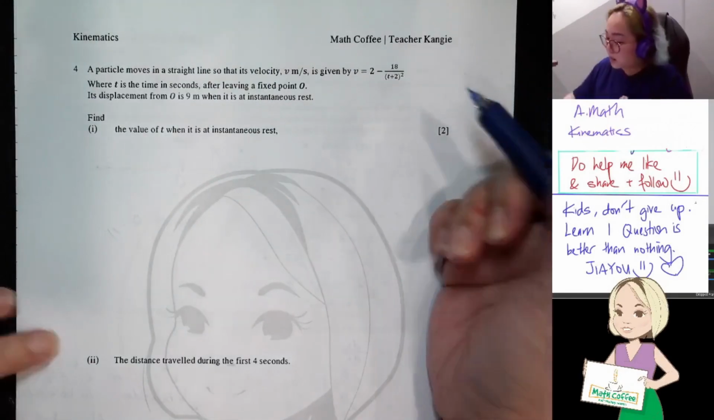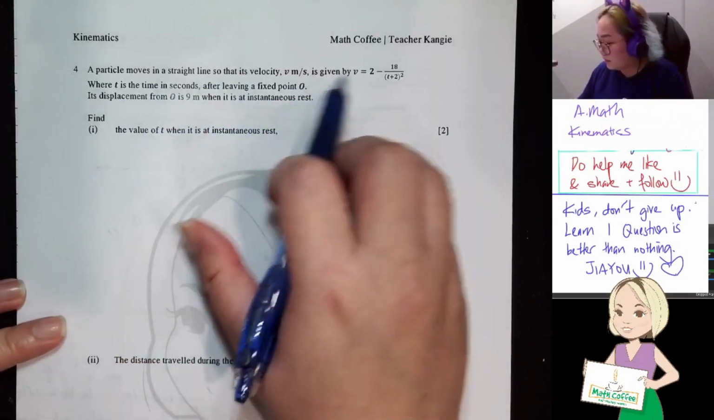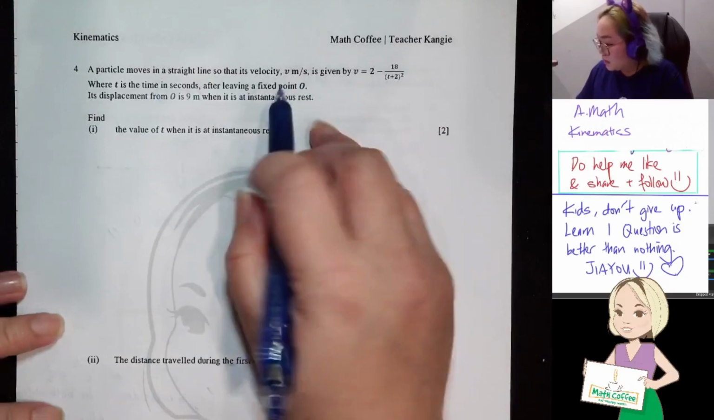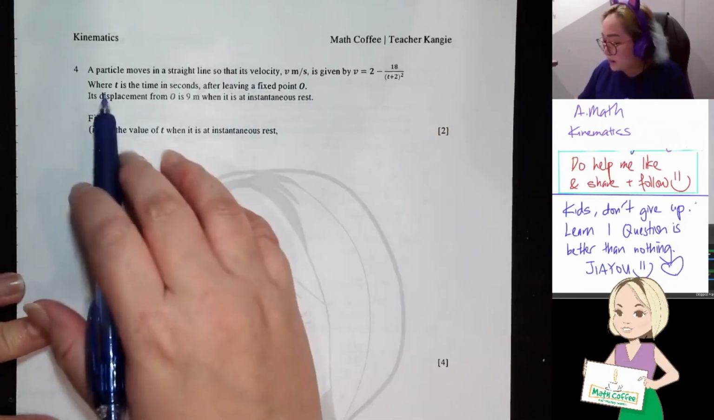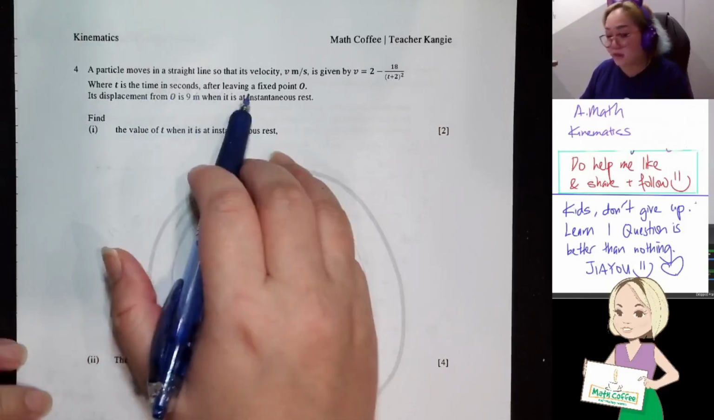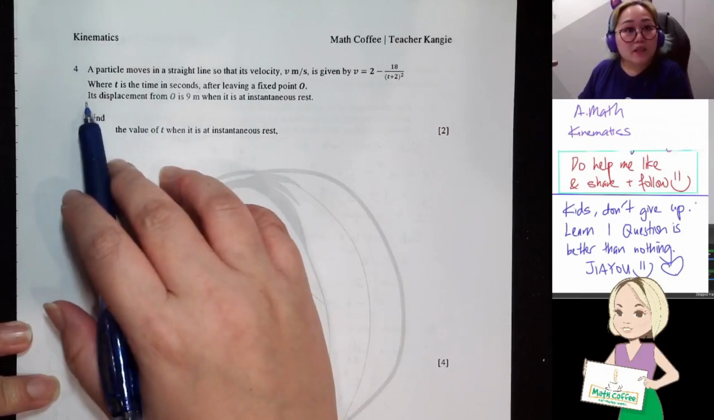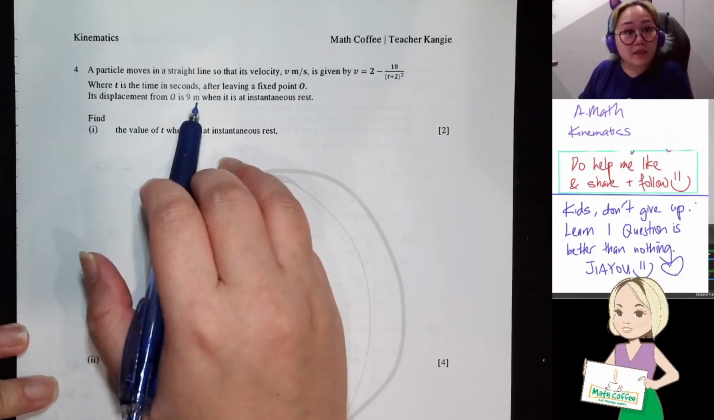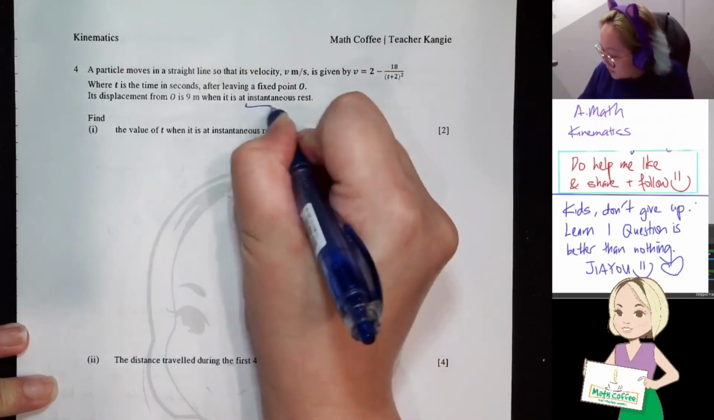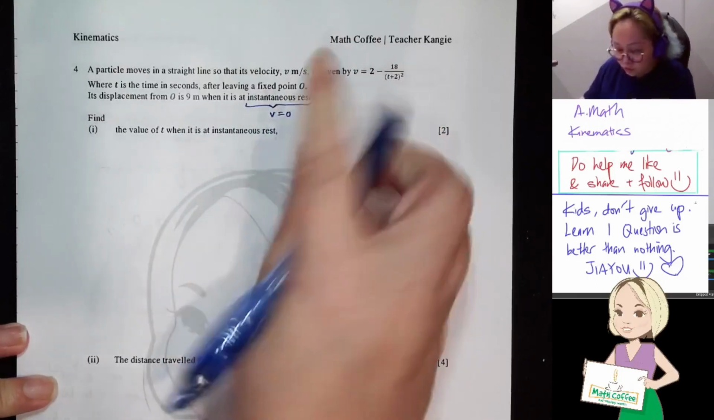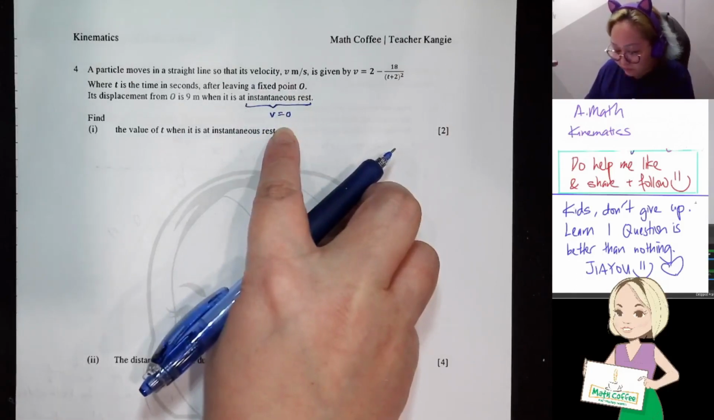Okay, a particle moves in a straight line so that its velocity is given by v equals blah blah blah, where t is the time in seconds after leaving a fixed point O. Its displacement from O is 9 meters when it is instantaneously at rest. So when you see this, it says that v equals 0.